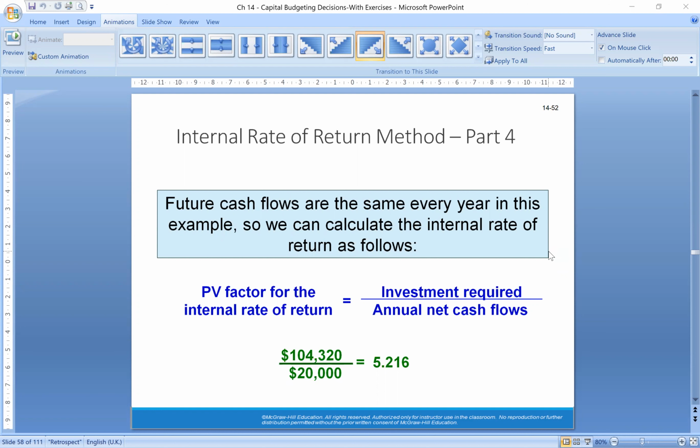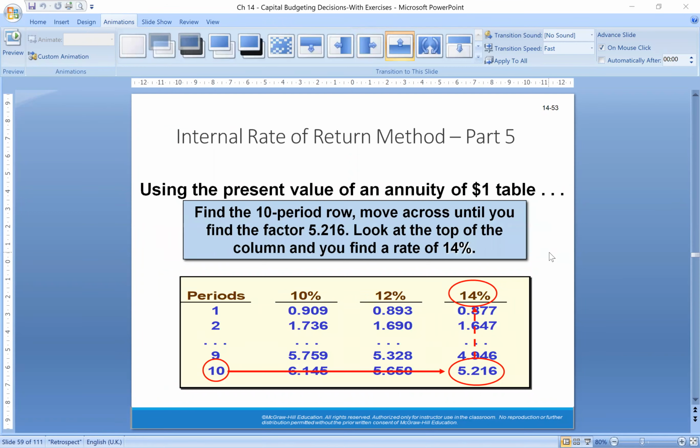The number is 5.216. The present value factor for the internal rate of return will be 5.216. Then I will go and find this number in the tables. This is the opposite of the present value, if you like. So I will go to the tables and find the 10 years, which is the life of the project, and find the percentage under which this number appears.